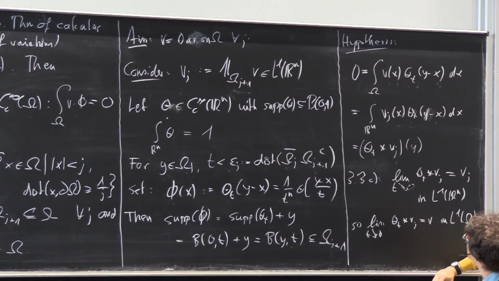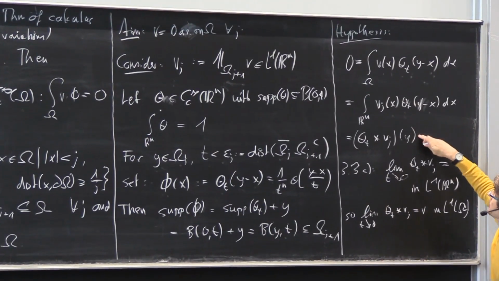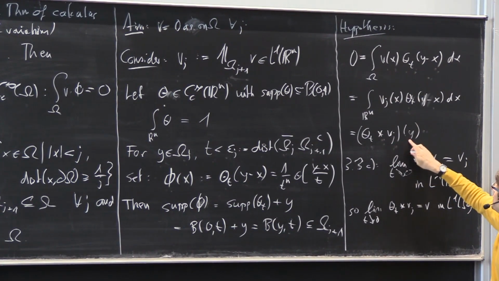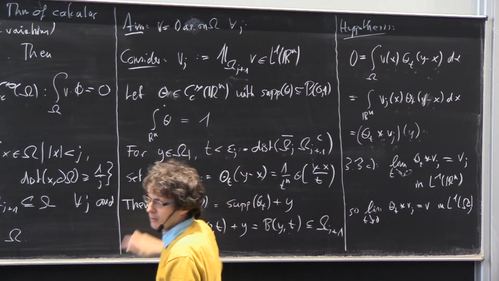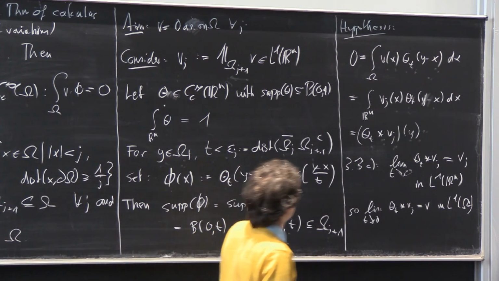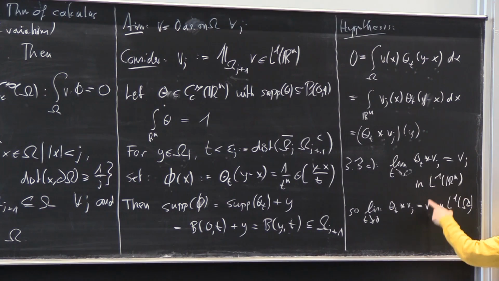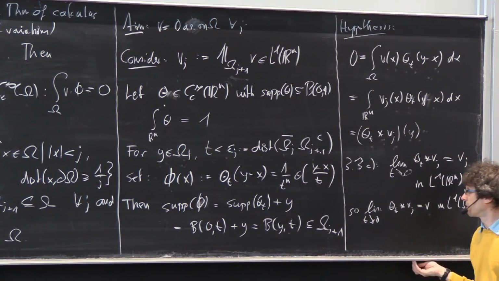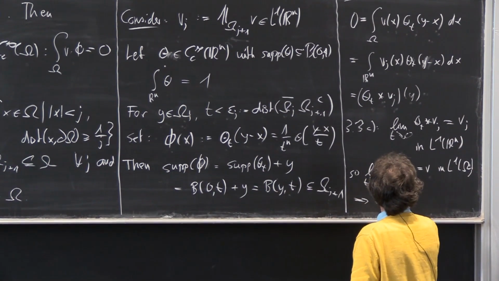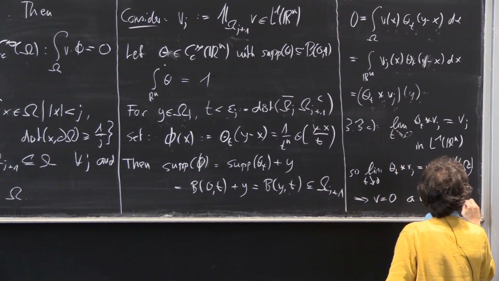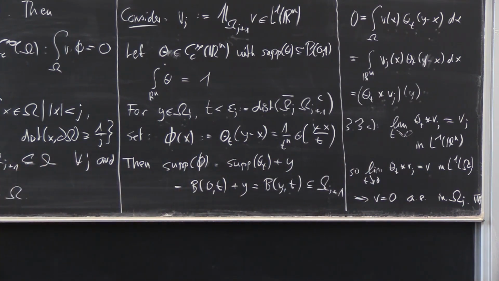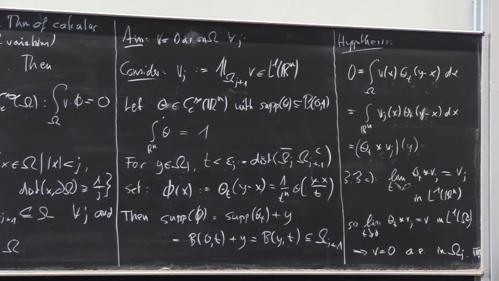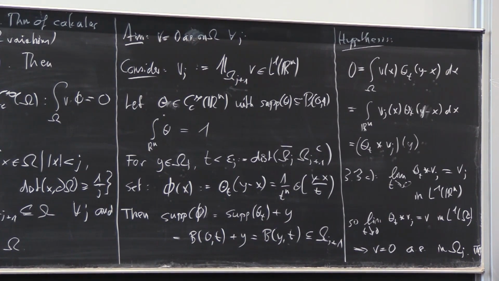Now, what do we have? Now we have this equality here. So theta t convoluted with Vj at the point y is 0 for every y in omega j. And if you take t to 0, this goes to v. So take the limit up there and you get v is 0 almost everywhere on omega j. And now this finishes the proof, because the omega j exhaust all of omega, so this gives you that v is 0.